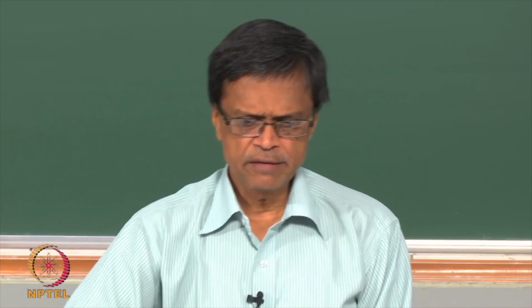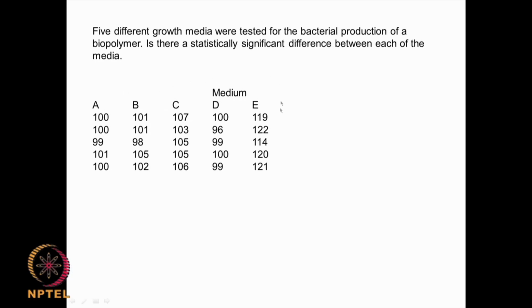So, 5 different growth media were tested for bacterial production of a biopolymer. Biopolymers like glucons are produced with bacteria, like you have linear glucons which are extracellular, you can have cyclic glucon which are intracellular. So, a lot of bacteria produces biopolymer. For example, PHB is a biopolymer, just like glucons. There are many biopolymers. Okay, so we tested 5 different media for the production of these biopolymer, and you can see the results, 5 different experiments.